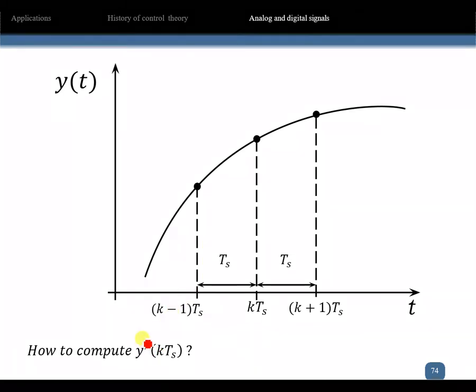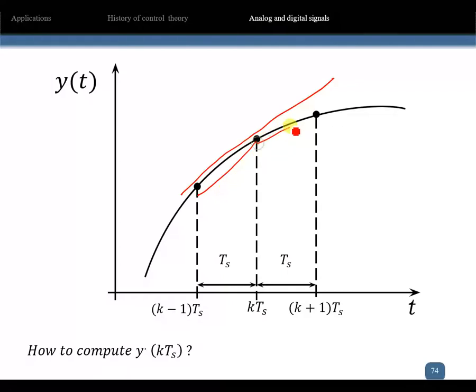Calculate the y dot (kTs). If you remember, to find y dot (kTs), or the slope of this figure, we have some methods that we explained to you. We have three methods. One of them, you connect these two points and find that this line, the limit is backward.